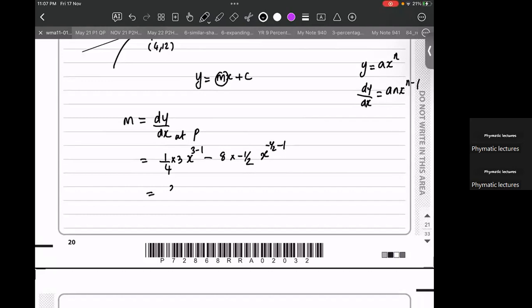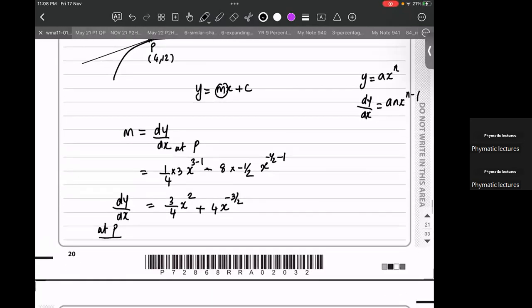So 1 by 4 times 3 is 3 by 4 x square. Minus into minus becomes positive. 8 times half is 4. x to the power of minus half minus 1 is minus 3 by 2. So this is the general expression for dy by dx. And we need to find the gradient at point P specifically.